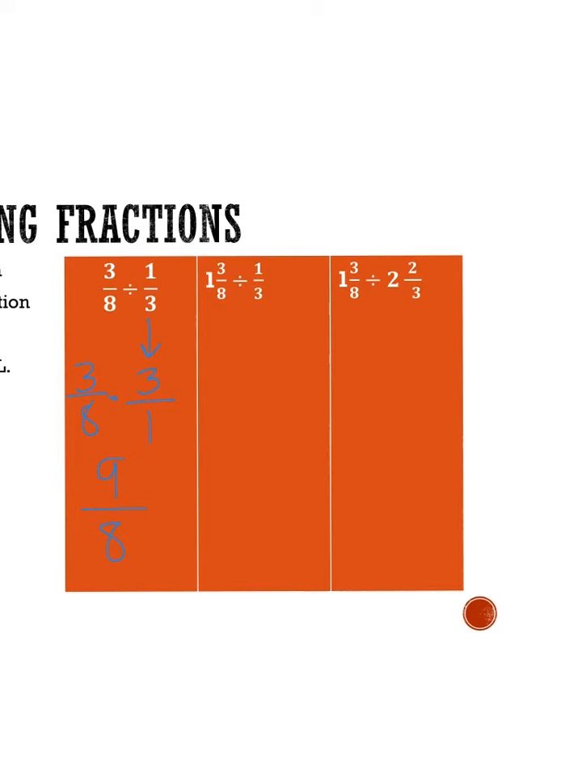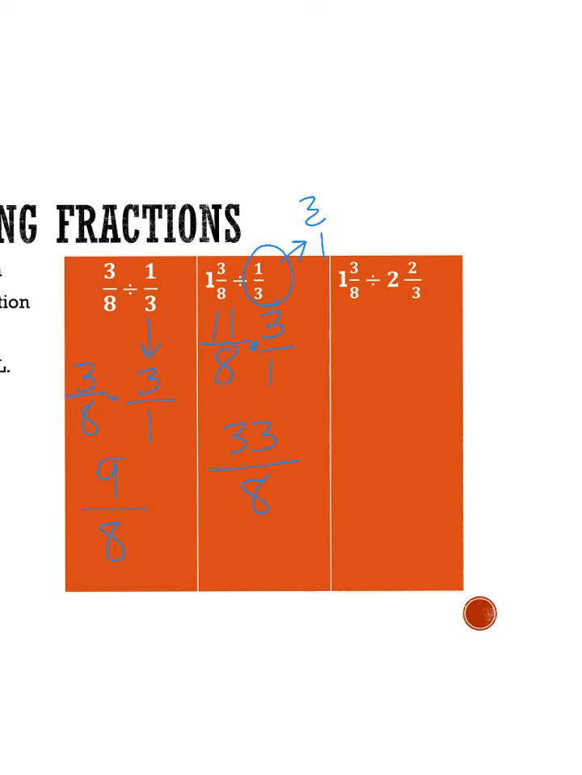We have to do the second one. We're going to have to take the mixed number and change it to a fraction. 8 times 1 is 8, plus 3 is 11/8. And then once again, we know the reciprocal of this is 3/1. So we're going to multiply 11/8 by 3/1. Multiply across. 11 times 3 is 33. 8 times 1 is 8. Nothing to simplify here.